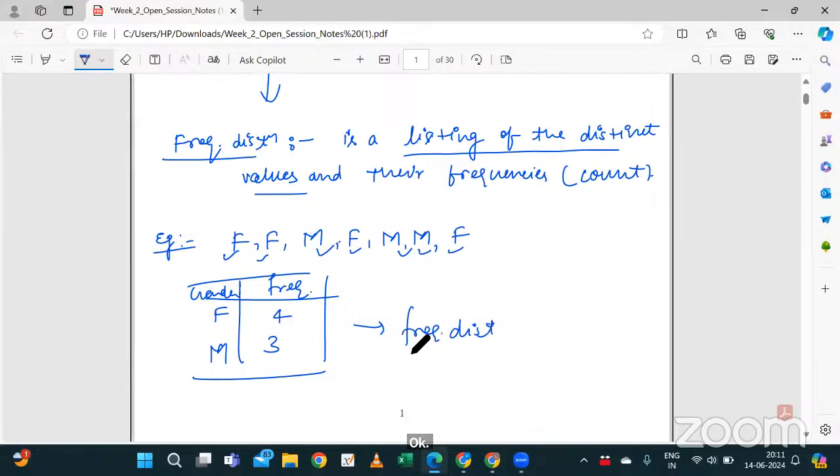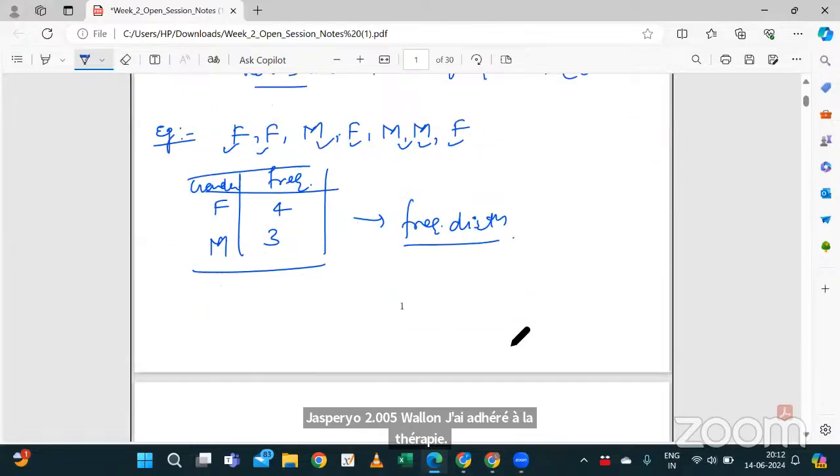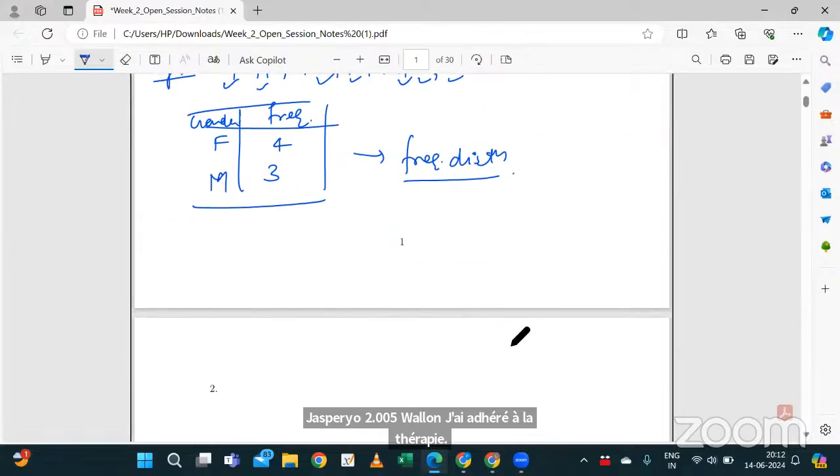And this you can do for any kind of categorical data. You just have to mention what the distinct values are. Let's say there are 3 categories, A, B, and C. Then you have to count the frequency for A, frequency for B, frequency for C.